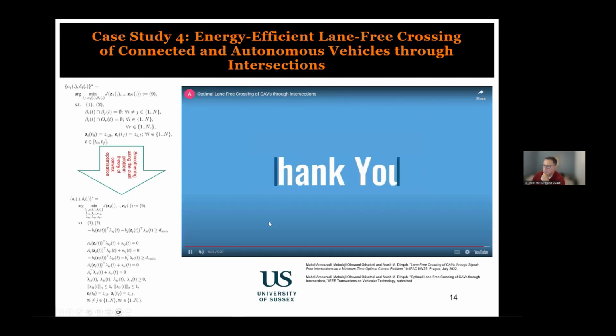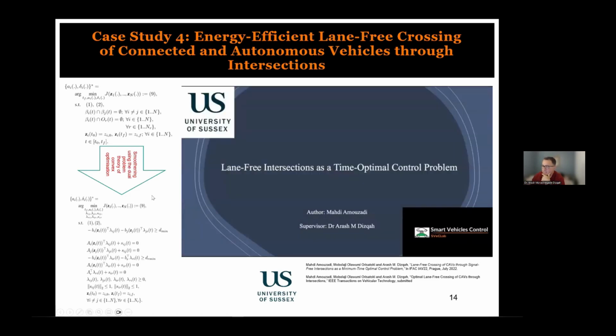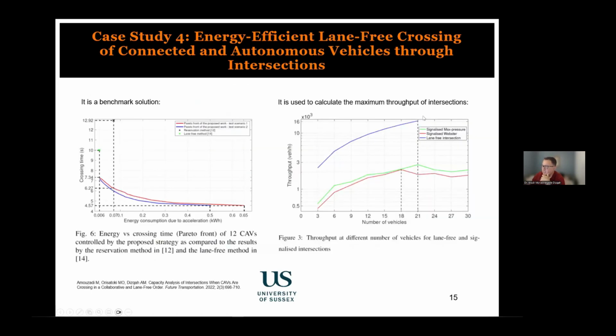And yeah, so as you can see, the vehicles actually cross in a lane-free and signal-free way, and we showed that using such a technique can improve the throughput of the intersection by about, I can't remember the percentage, I can calculate now. Yeah, it's about 80%.